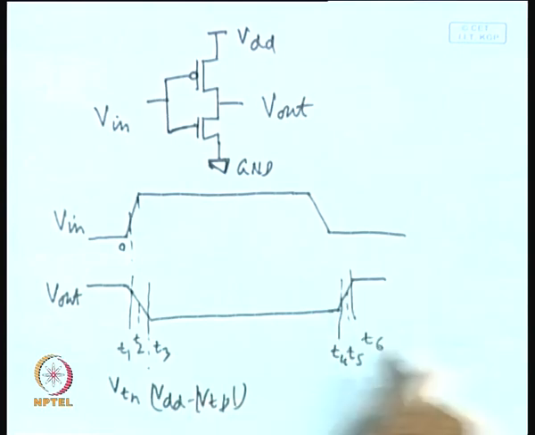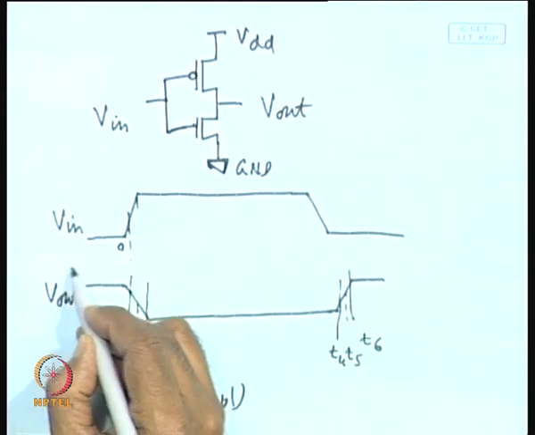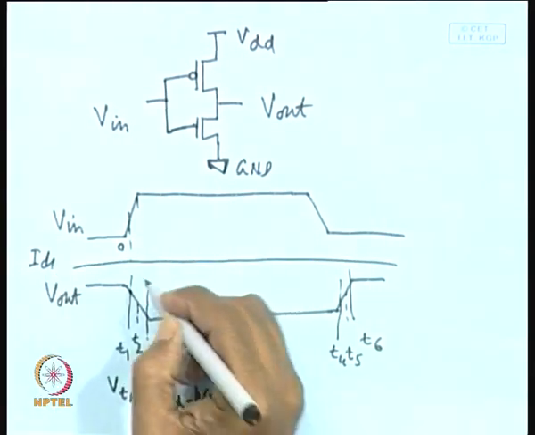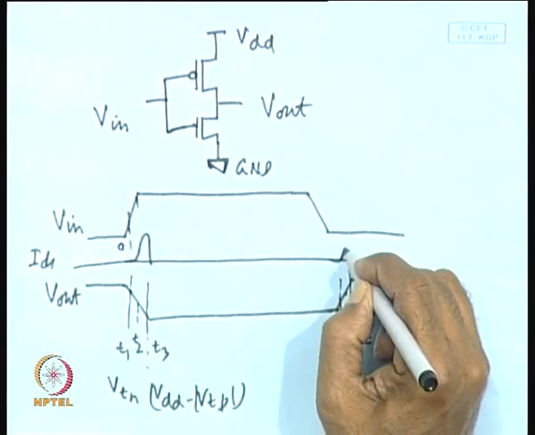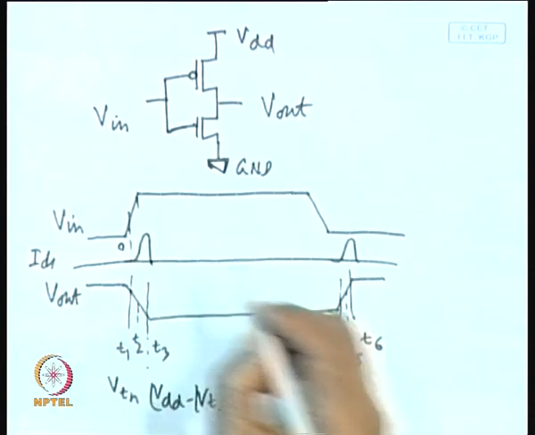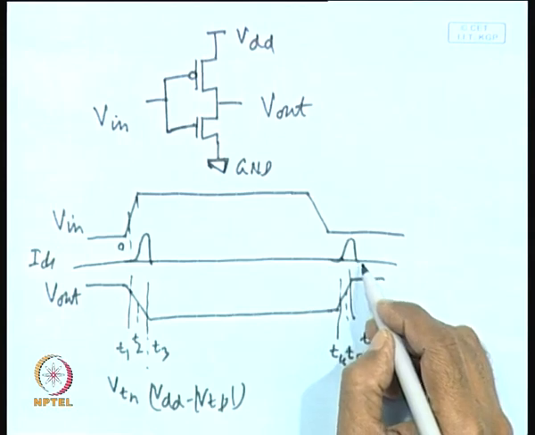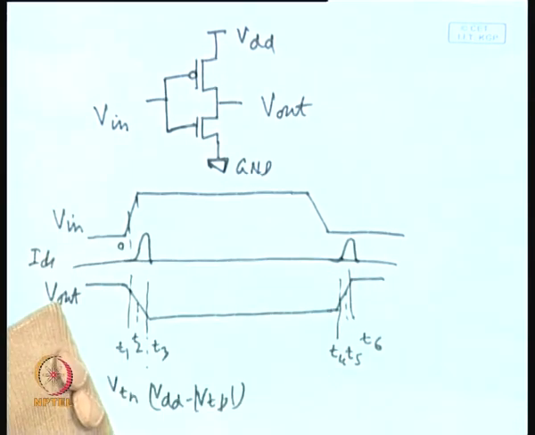So, during this period conduction is occurring and power dissipation will occur. If you draw the current, this is your IDS. You will find that it will be somewhat like this. We have already discussed these characteristics. It will start at T1 and continue up to T3, and again it will start at T4 and continue up to T6. So, we shall derive an expression for this current. How can you derive it?